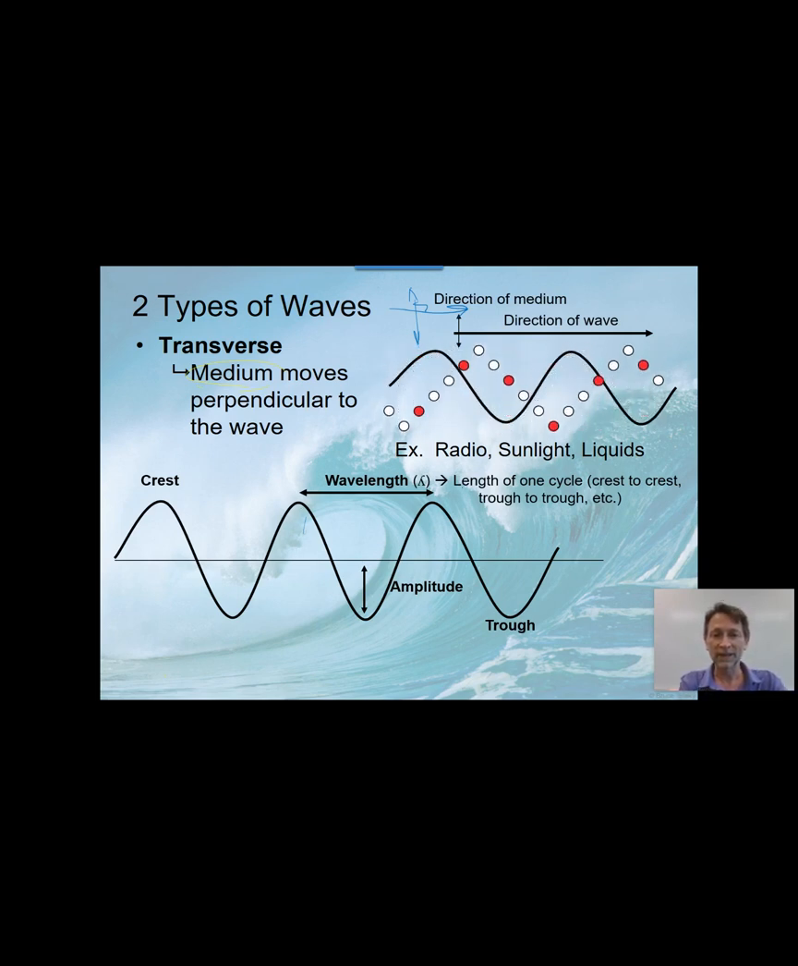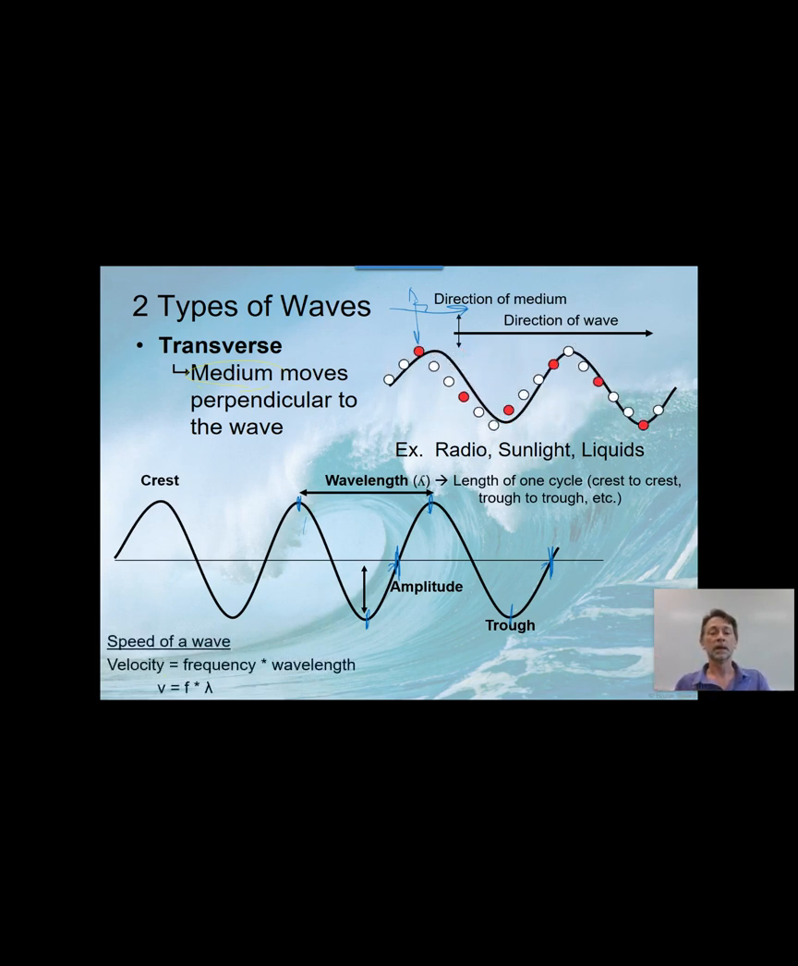The wavelength then is the length of one complete cycle. So I could go crest to crest, that length would be a wavelength. I could also go trough to trough, that length would be a wavelength. Or I could go coming up through the normal until I come back to that exact same spot, that would be a wavelength also. So it's the length of one cycle, from crest to crest, trough to trough, or any same point to the next same point.